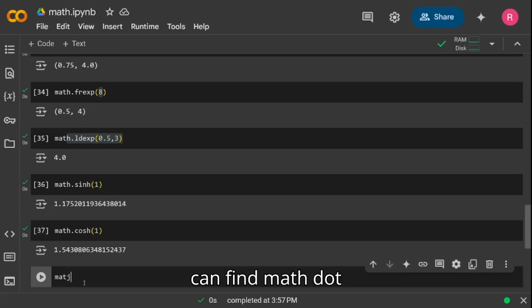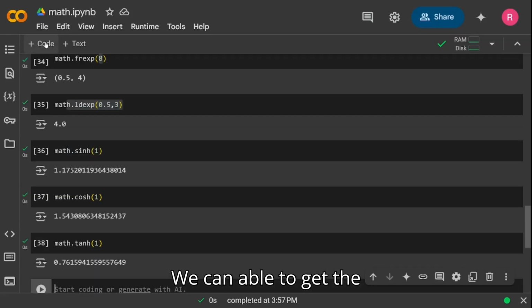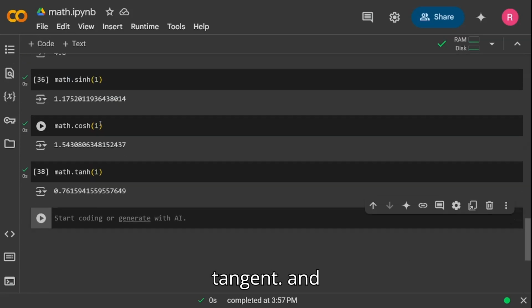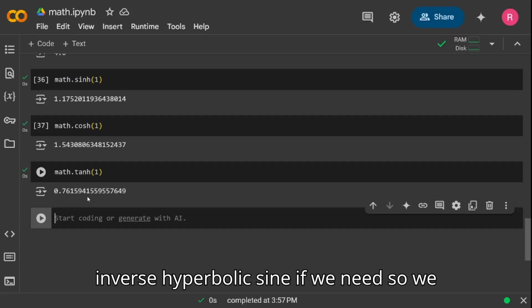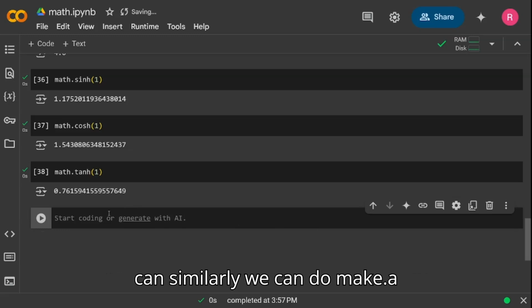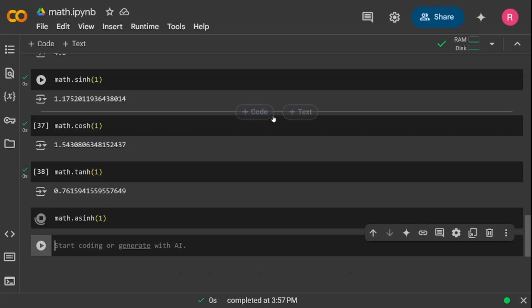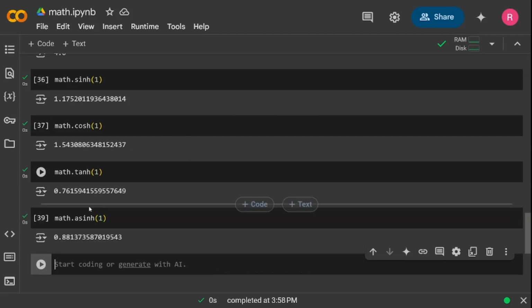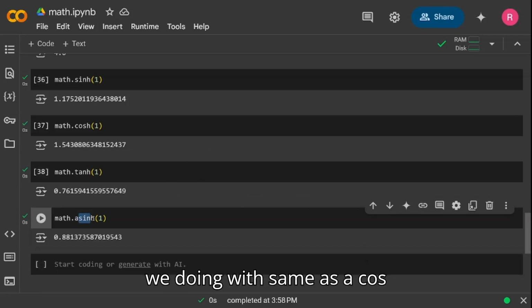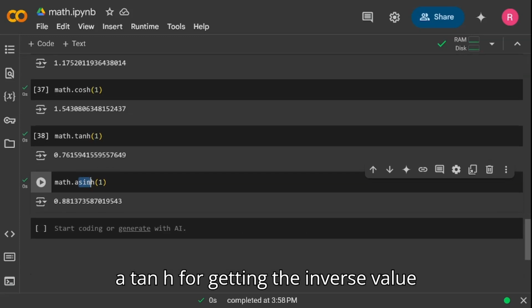Similarly, we can find math.tanh of 1. We are able to get the tangent, and the inverse hyperbolic sine if we need. So similarly we can do math.asinh, and here we pass 1. It gives me the inverse sine. We do the same with acosh and atanh for getting the inverse values.